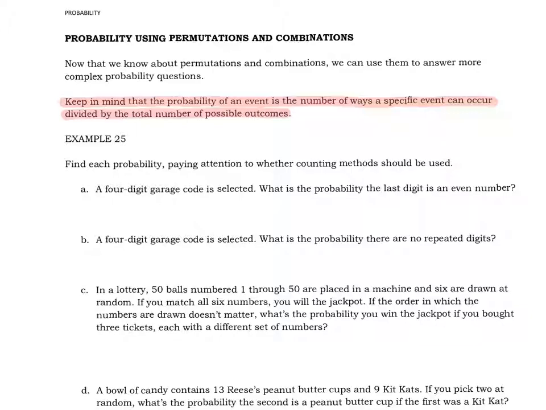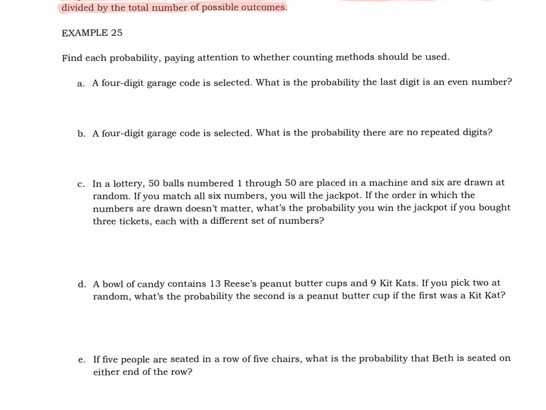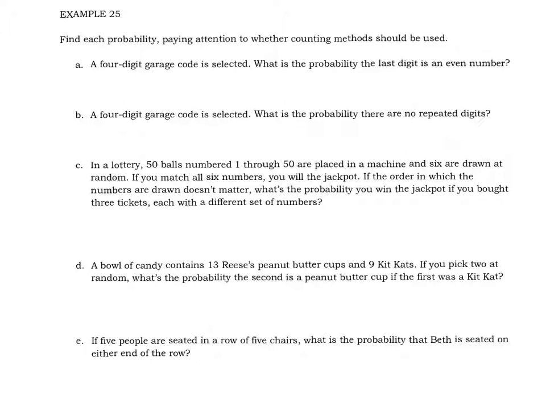So we're going to pick a 4-digit garage code. What is the probability the last digit is an even number? So this is one that's going to be, again, a basic counting principle. So our numerator is going to specifically deal with the last digit is even. So the first digit can be anything. There are 10 digits. The second digit can be any digit as well. The third digit can be any digit, but we are specifically asked that the last digit is even. There are 5 even digits: 0, 2, 4, 6, and 8.